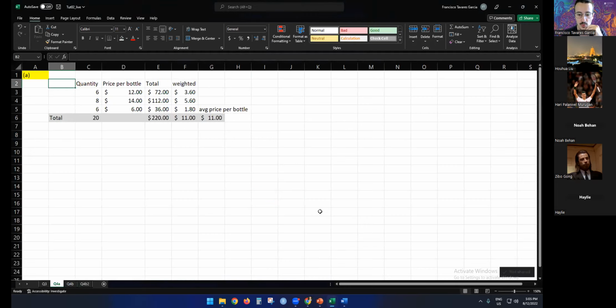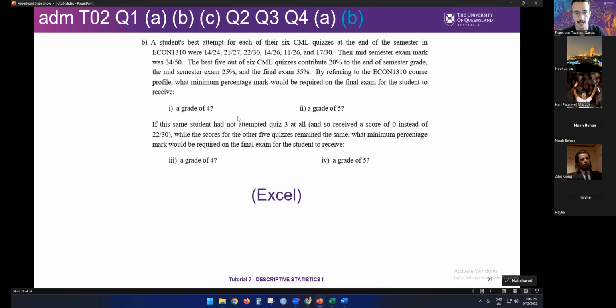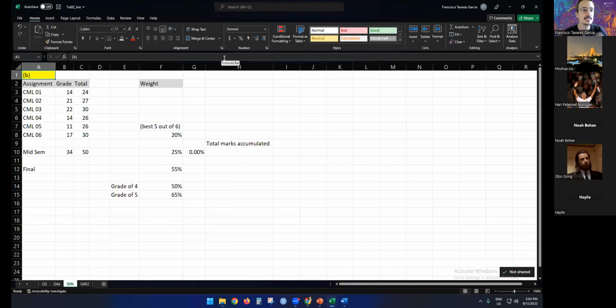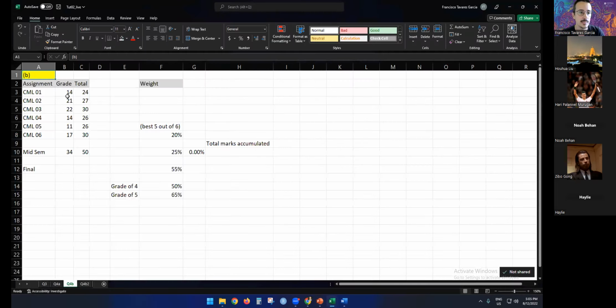It's much more important, the process, than the values in the end. I copied the data there before, just to save a little bit of time. But look at that. So this student's best attempt for each of his 6 CML quizzes at the end of the semester in ECON1310 were 14 out of 24. So basically this would be the total.